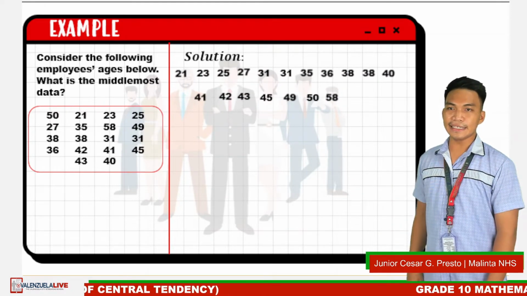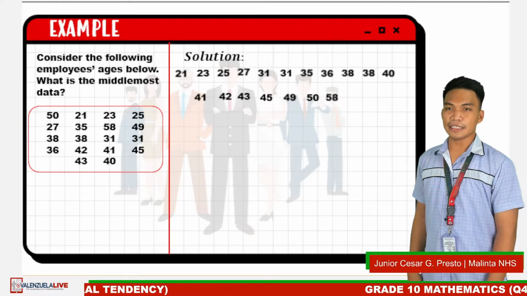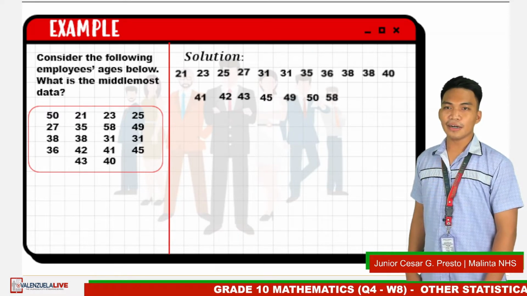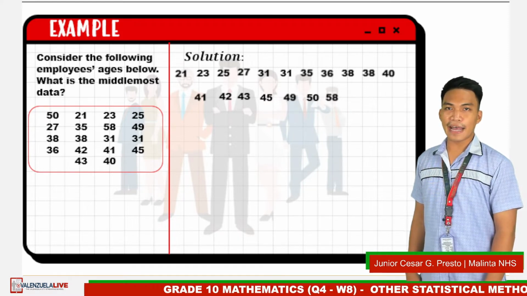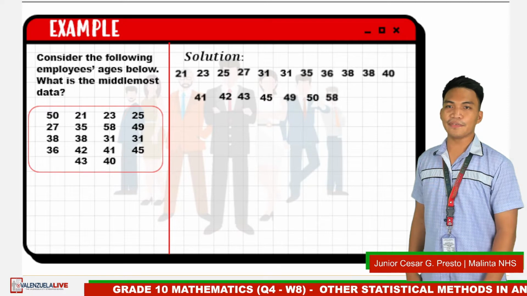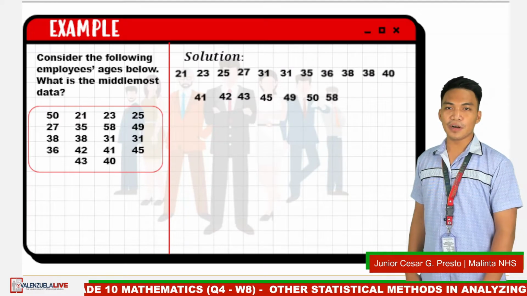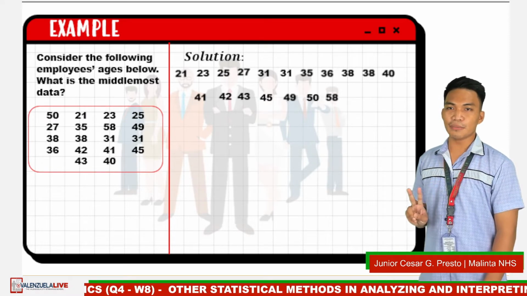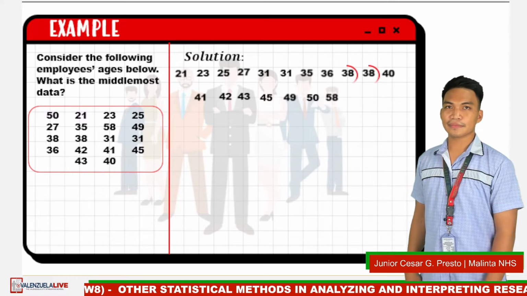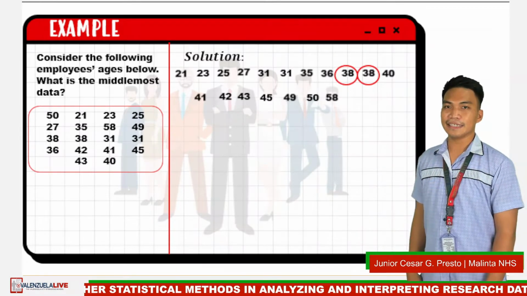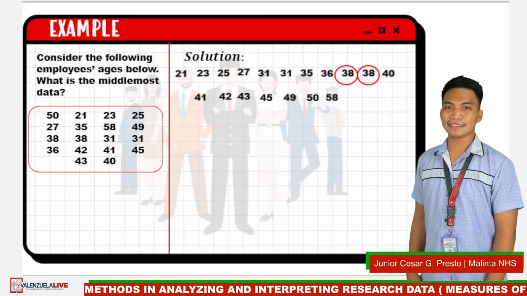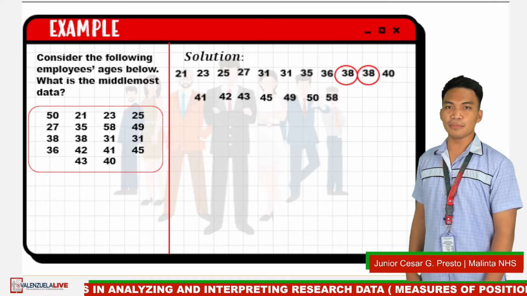21, 23, 25, 27, 31, 31, 35, 36, 38, 38, 40, 41, 42, 43, 45, 49, 50, and 58. Notice that the number of observations is even. This means there are two middlemost data, which are both 38. If this is the case, what should we do to obtain the median? Amazing. Take the average of the two middlemost data.